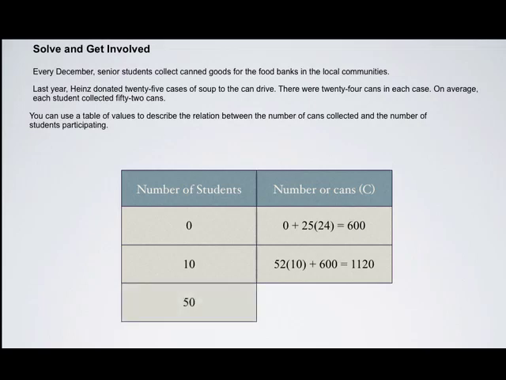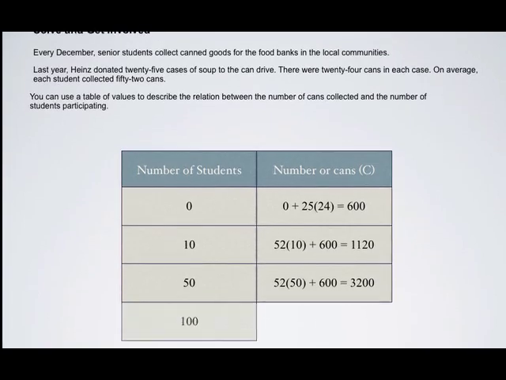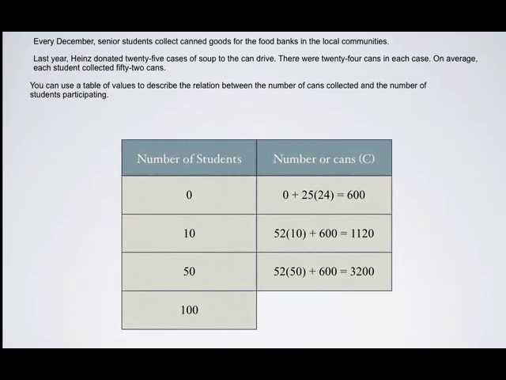If there were 50 students, we would have this value in our table of values, 3,200. That's because there were 50 students who donated 52 cans each, plus Heinz's original 600. And for 100 students, we would have 5,800 cans. That's 52 cans times 100 students, plus Heinz's original 600 cans.